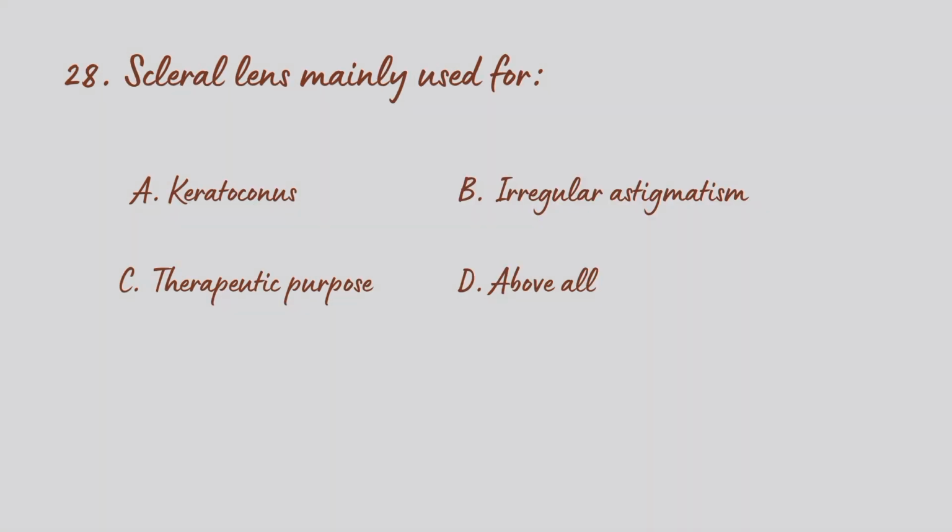Next question. Scleral lens is mainly used for option A, keratoconus, option B, irregular astigmatism, option C, therapeutic purpose, and option D, above all. Correct option is option D, above all.